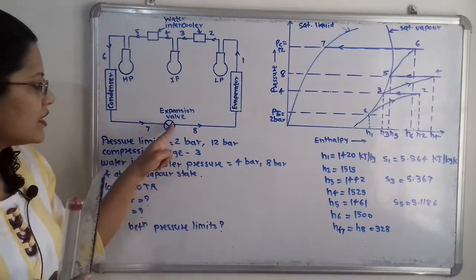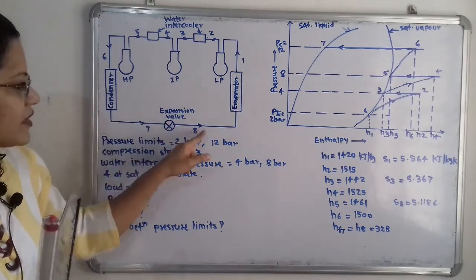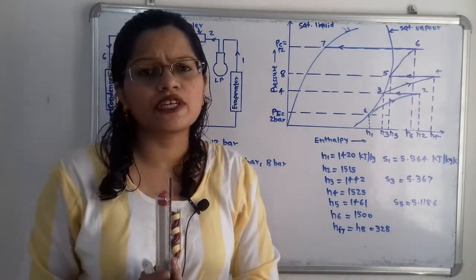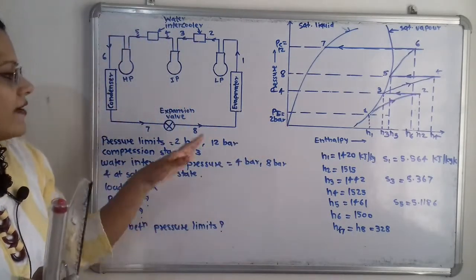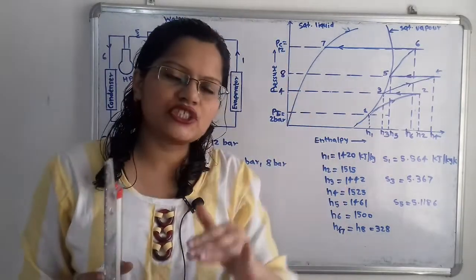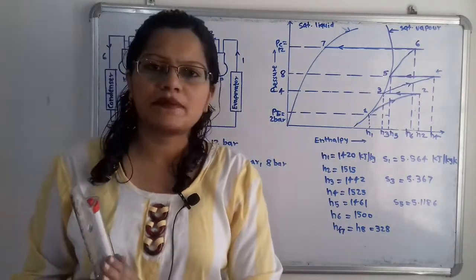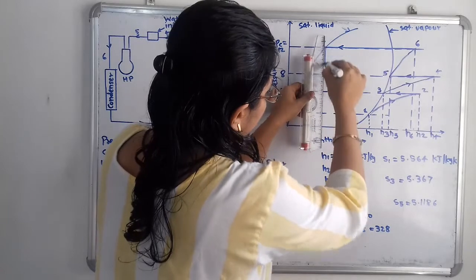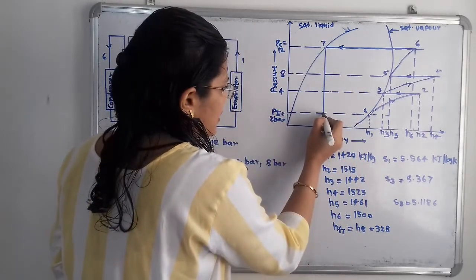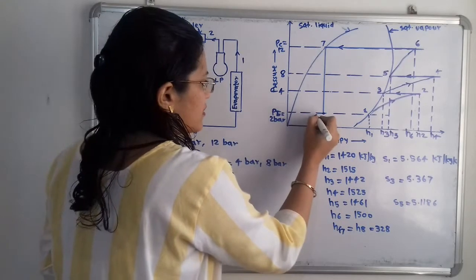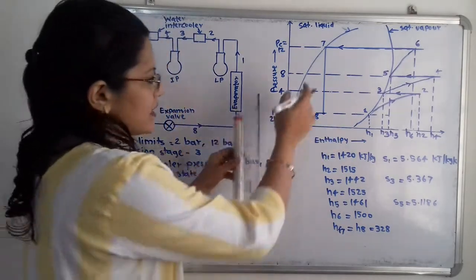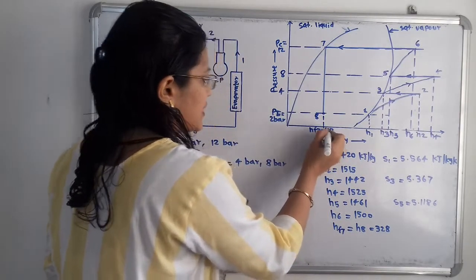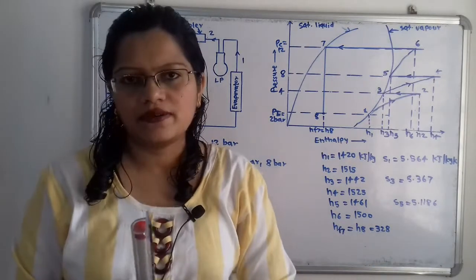Now this expansion process is taking place up to the evaporator pressure. Why? Because if we observe, after the expansion valve, refrigerant is entering into this evaporator. So what is the evaporator pressure? That is 2 bar, and in this expansion process the pressure is getting decreased and enthalpy remains constant. So we have to draw here the straight vertical line because enthalpy remains constant, and here is the 2 bar pressure line, that is the evaporator pressure. So we have to write here point 8. So we can easily say that the enthalpy HF7 is equal to H8, and that is equal to 328.